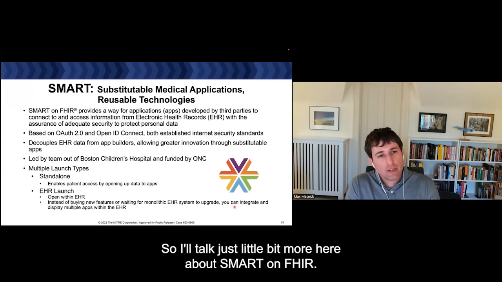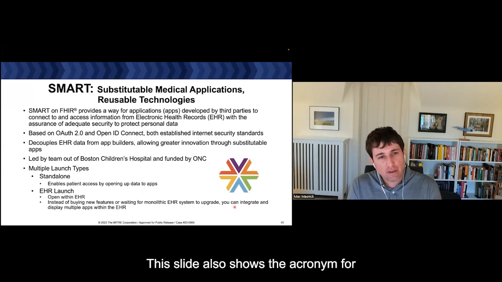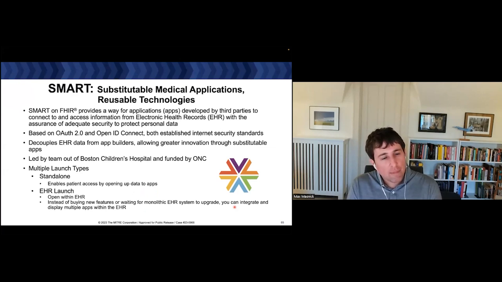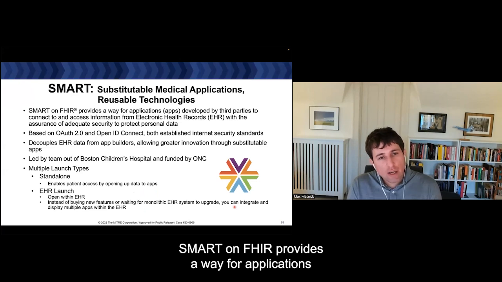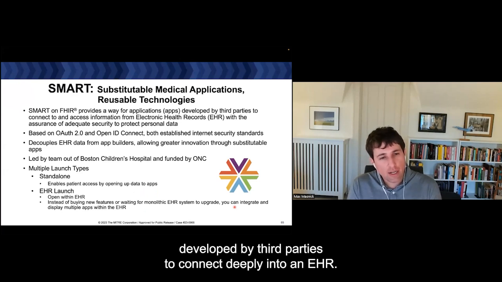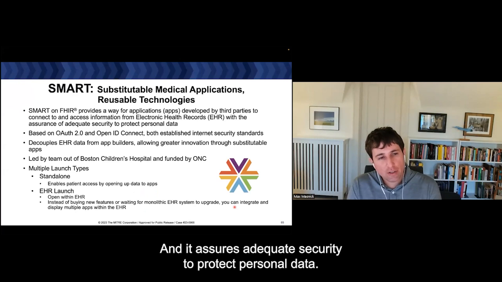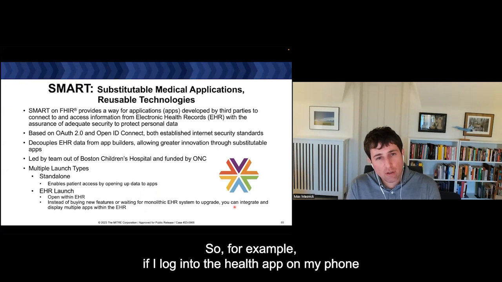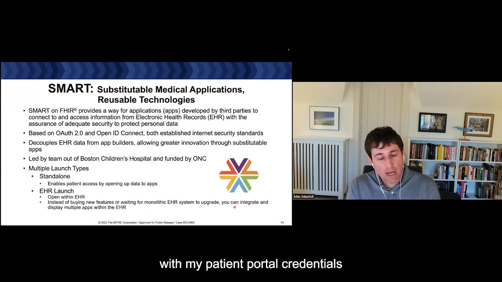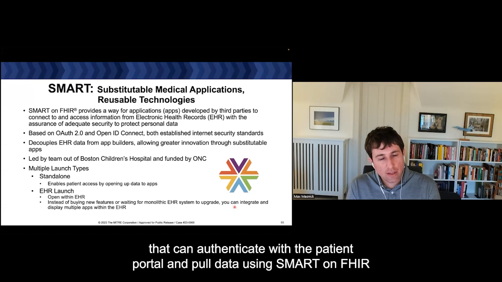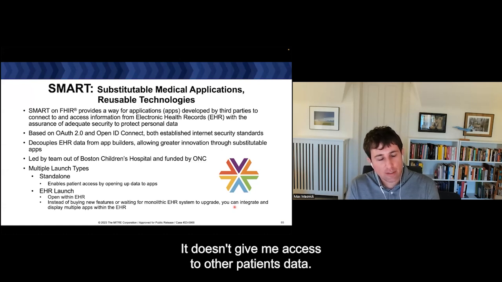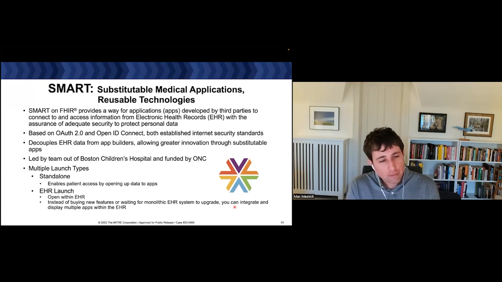So I'll talk just a little bit more here about SMART on FHIR. This slide also shows the acronym for what SMART means. SMART on FHIR provides a way for applications developed by third parties to connect deeply into an EHR, and it assures adequate security to protect personal data. So for example, if I log into the health app on my phone with my patient portal credentials, that can authenticate with the patient portal and pull data using SMART on FHIR, and it only gives me access to my own data. It doesn't give me access to other patients' data.